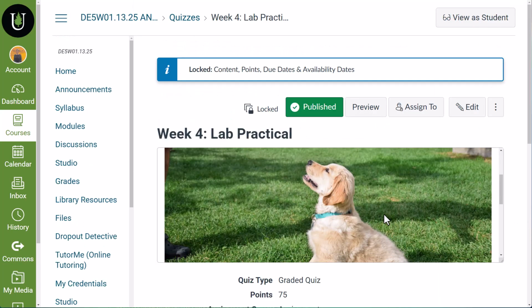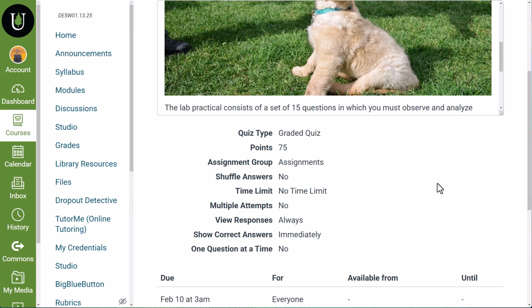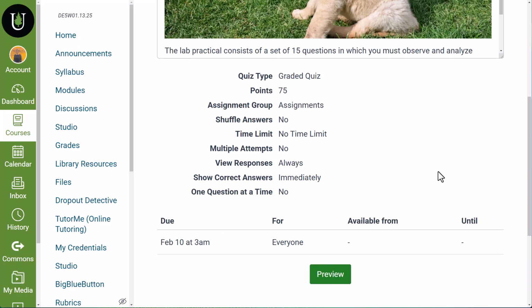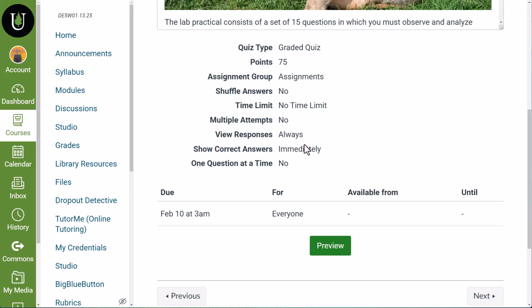The final thing that you'll be doing this week is a week 4 lab practical. What's going to happen in this lab practical is that when you open it, you're going to see a series of videos and you're going to watch these videos and then answer questions about those. As you can see here, there's 15 questions, so each one is worth 5 points. There is no time limit, but you're only allowed 1 attempt, so make sure that you finish it when you first open it rather than trying to go back to it.